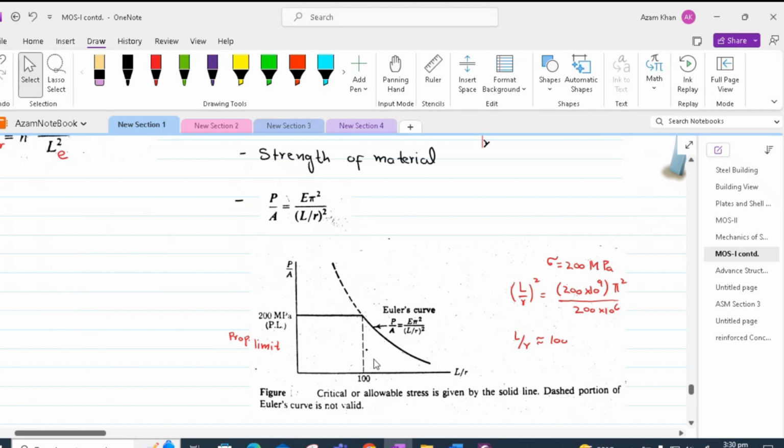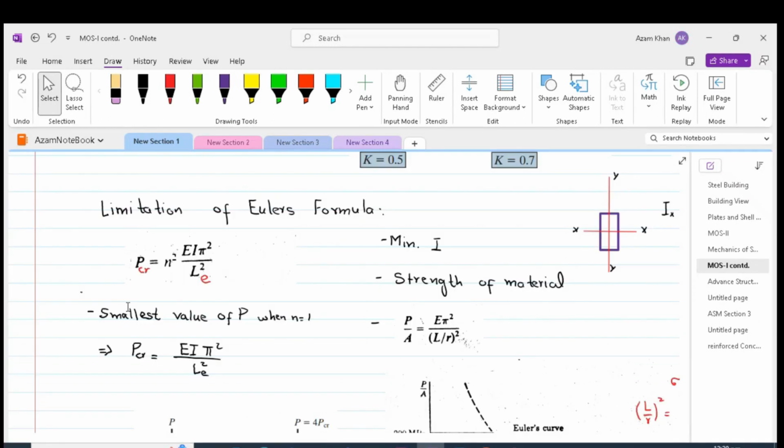So this tells us that the Euler equation is valid for slenderness ratio greater than 100 in case of steel having proportional limit 200 megapascals. So below this value, we can't use the Euler equation. Before applying Euler formula on examples, let us discuss one important aspect related to the use of this formula.